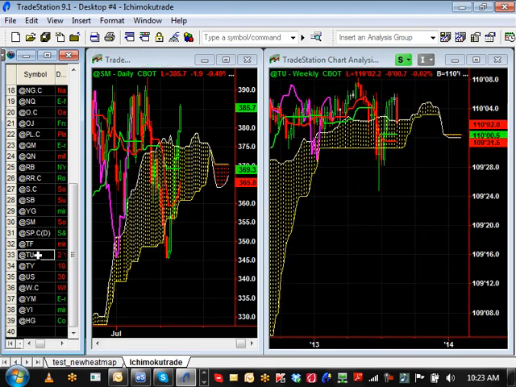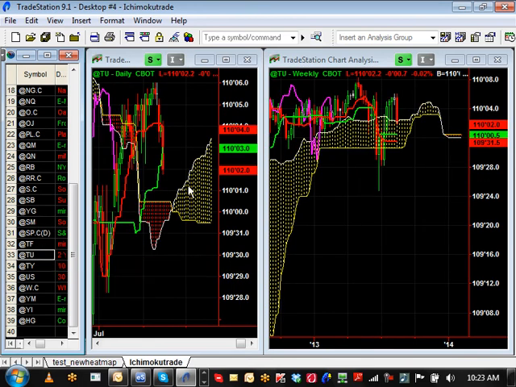Let's go look at 2-year Treasury notes. Nothing really going on. This thing's just consolidating. Resistance on this one's 110.08. Support on this one's 110.00.